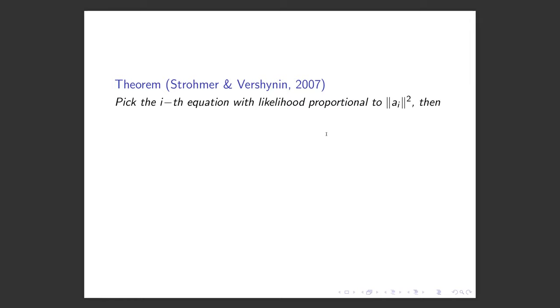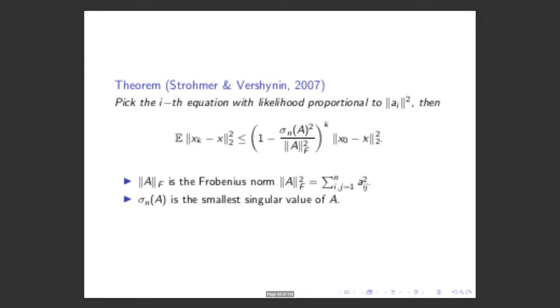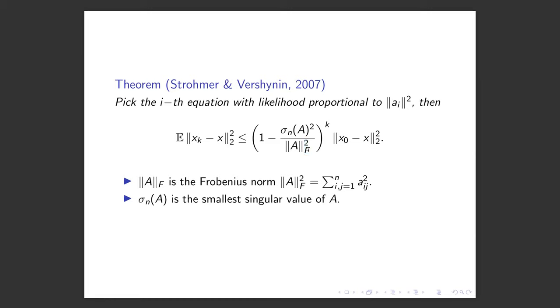So there has been some sort of renaissance in the field that starts with the paper of Strohmer and Vershynin. And what they say is, if you pick the ith equation with a likelihood that's proportional to the norm of that row, then you can prove a beautiful estimate. And the estimate says that the error in the kth iterate in L2 squared decreases exponentially, with a factor less than one, from the original error. Here, F is the Frobenius norm, and sigma_n is the smallest singular value of A, which is positive because the matrix is invertible.